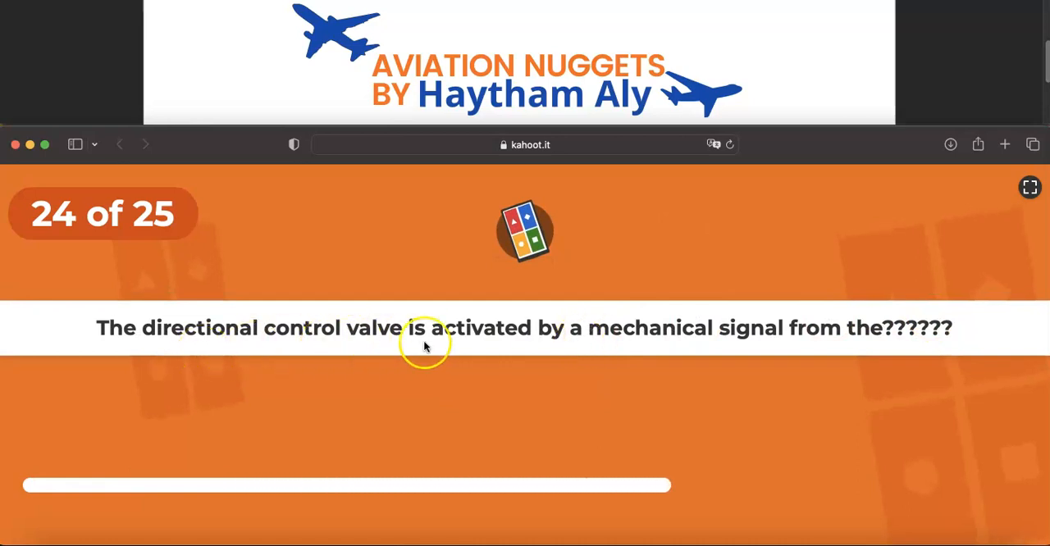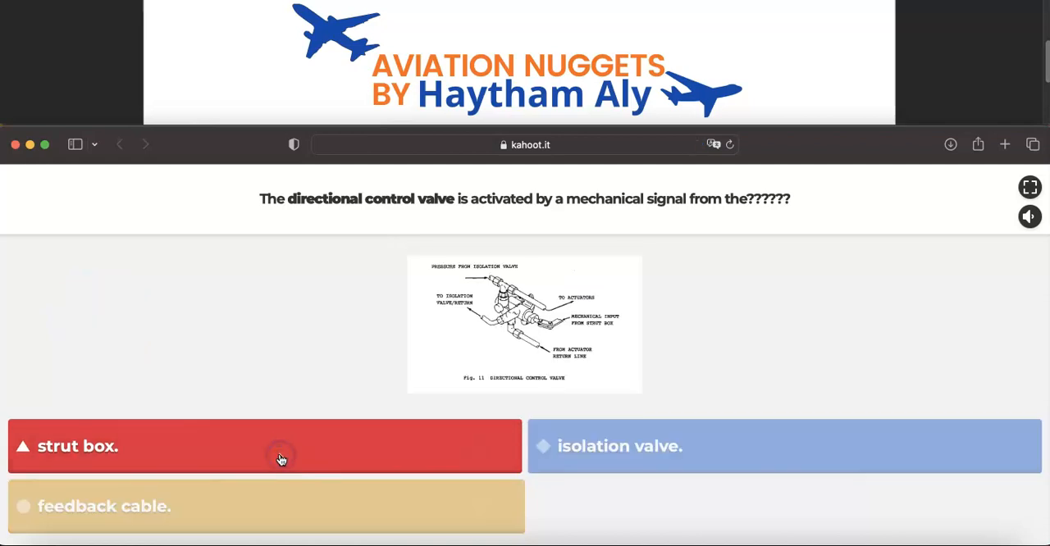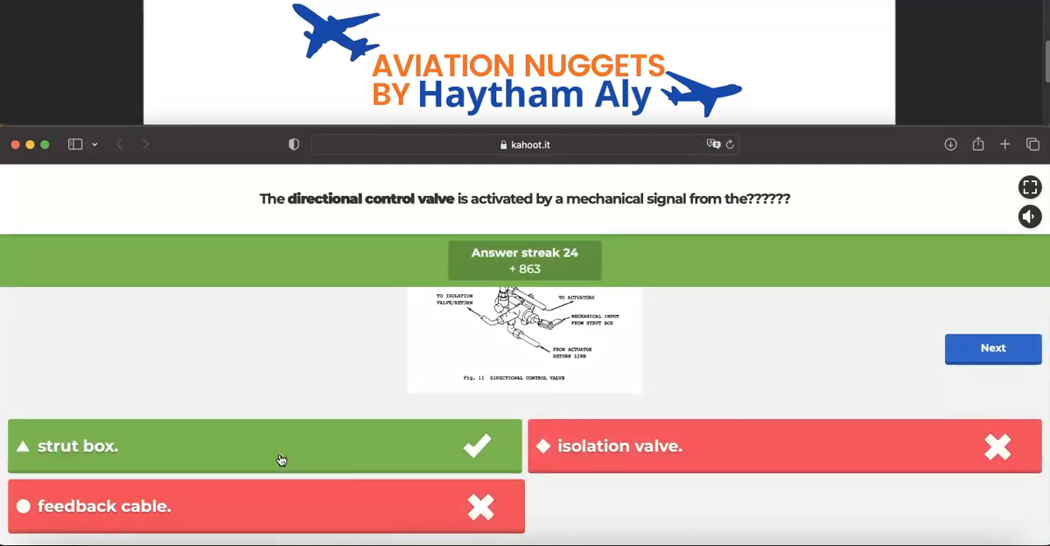The directional control valve is activated by a mechanical signal from the strut box, isolation valve, or feedback cable. I think it is from the strut box. Okay, everybody, let's proceed to the next question.